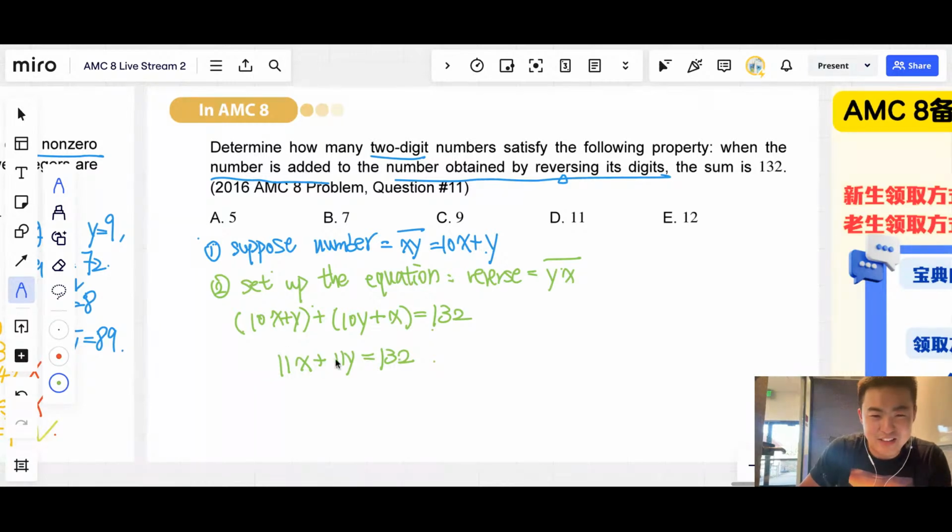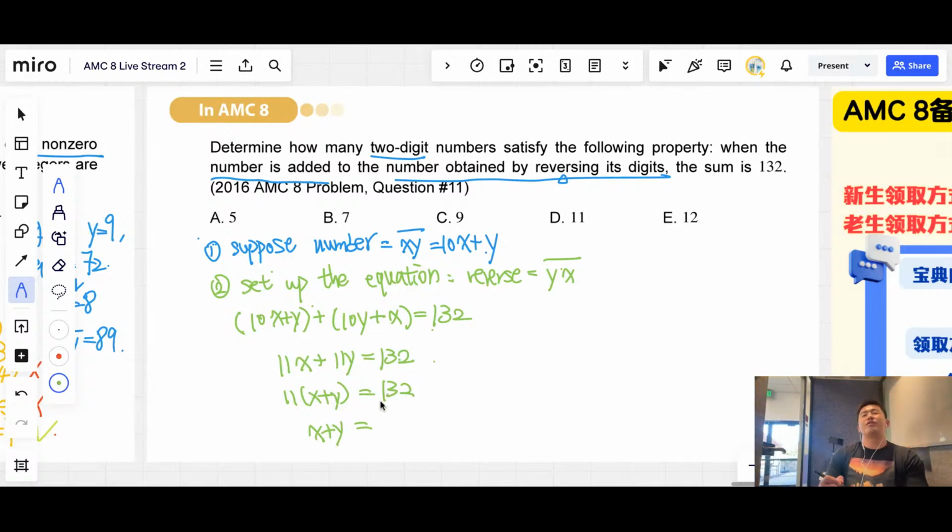So dividing by 11 on the left-hand side, okay, let me write one more step, the distributive law, 11 times (x plus y) equals 132. So dividing both sides by 11, we should have x plus y equals, what is 132 divided by 11? It should give you 12, okay? Be careful with the calculation. Now, we know the summation of x plus y, and the question is asking for how many.